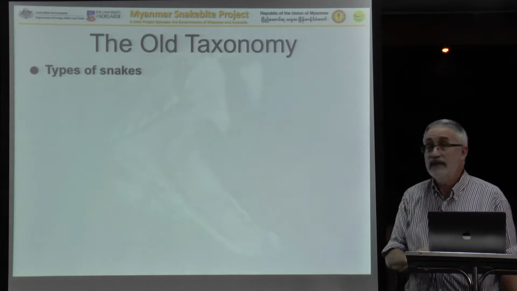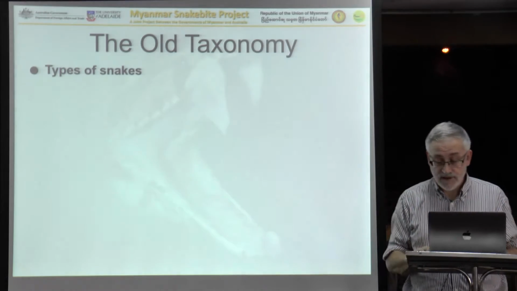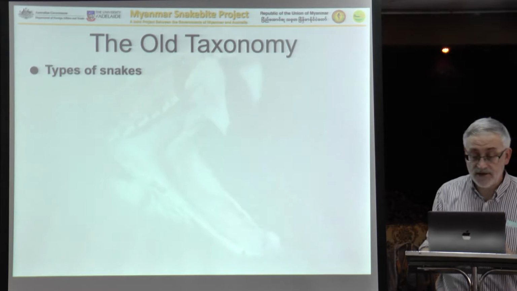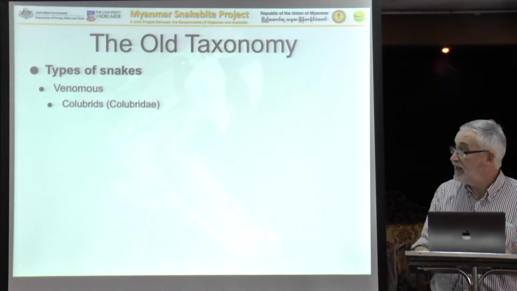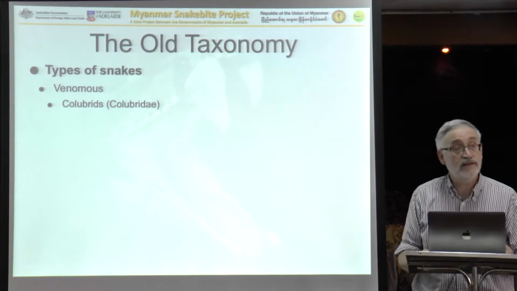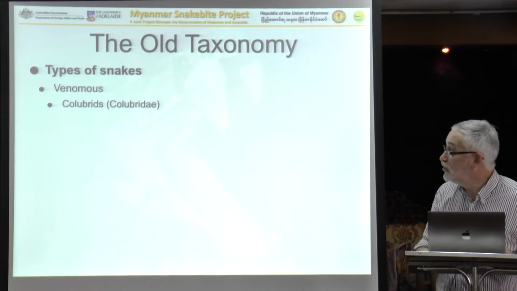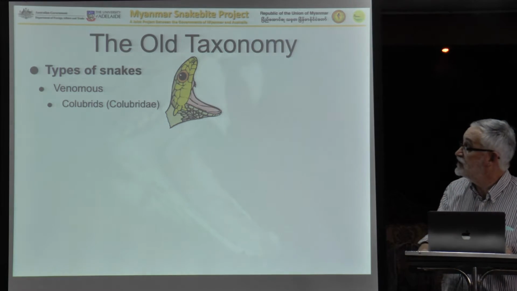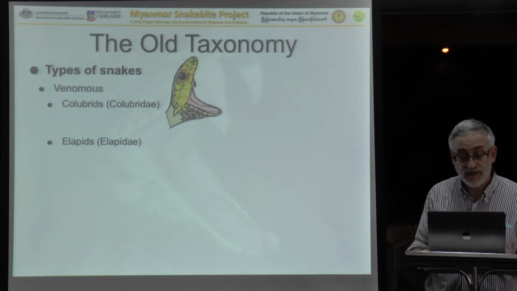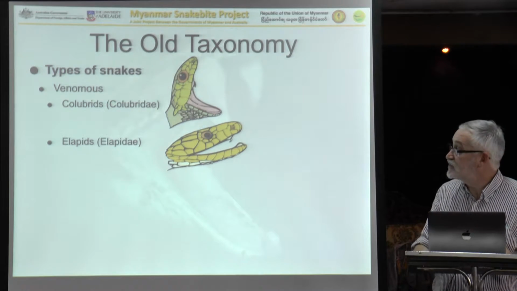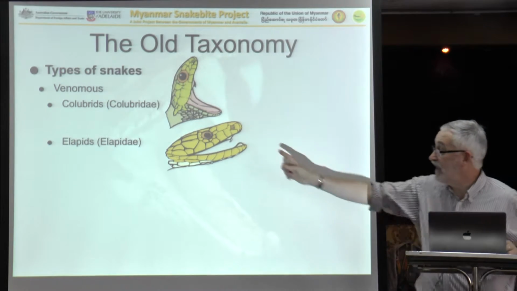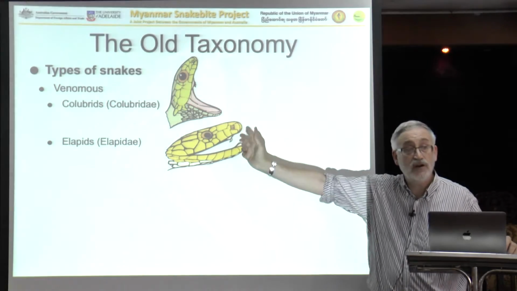So, most textbooks still talk about the old taxonomy of snakes. And amongst the venomous snakes, they list these major groups. The colubrid snakes, which includes the back-fanged snakes. The elapid snakes, which are the cobra type snakes with a fang at the front of the mouth, which can't rotate much.